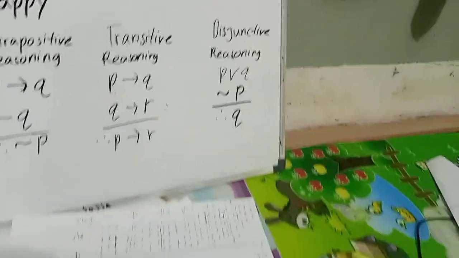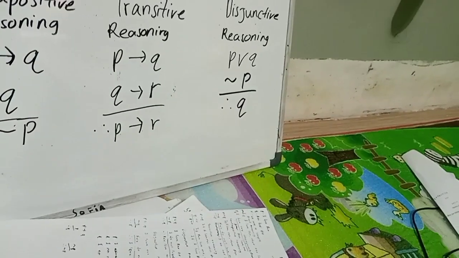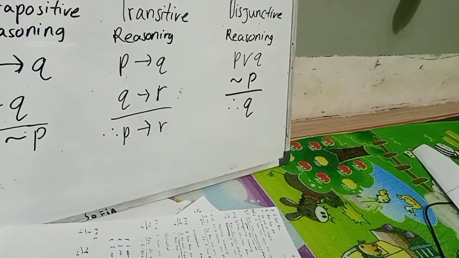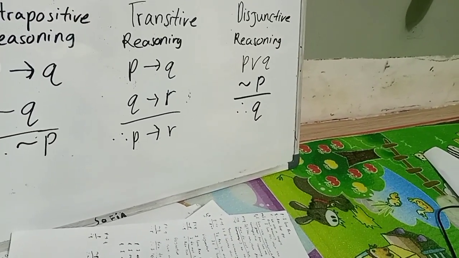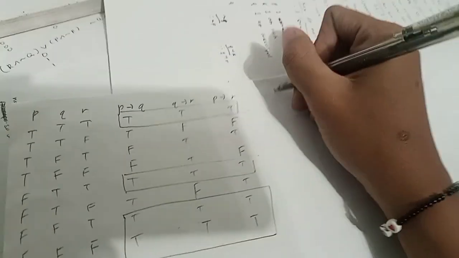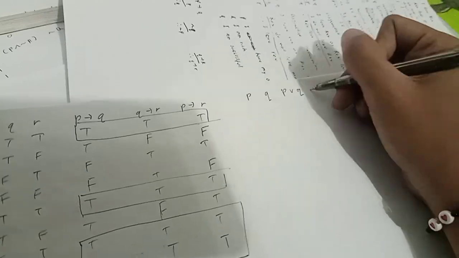The last one is the disjunctive reasoning. P or Q, not P, therefore Q. So we can write the constants P, Q, then P or Q, negation of P, therefore Q.